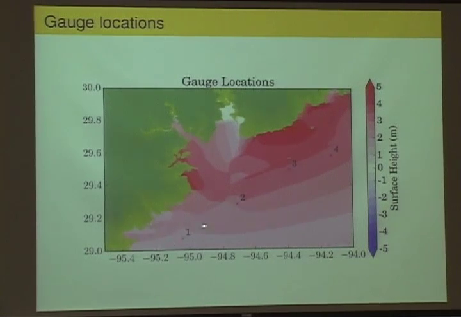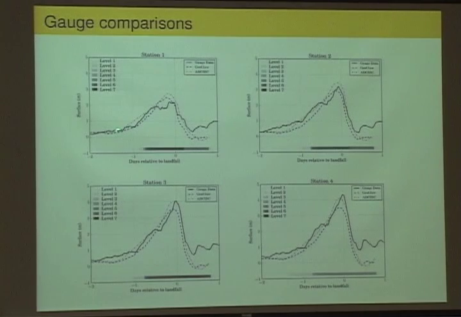But if you look at some gauges offshore, at least, and compare the actual gauges that were observed during Hurricane Ike, which are the solid black lines, with the ADCIRC simulations, which are the dashed red lines, and the GeoClaw simulation, which is the dashed blue line, then they are fairly close to one another.